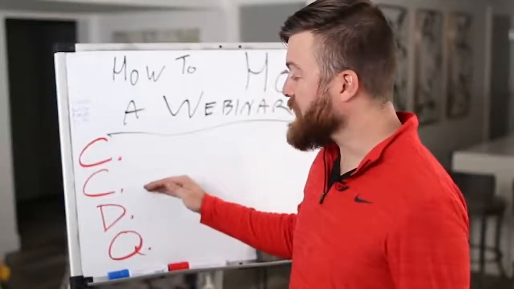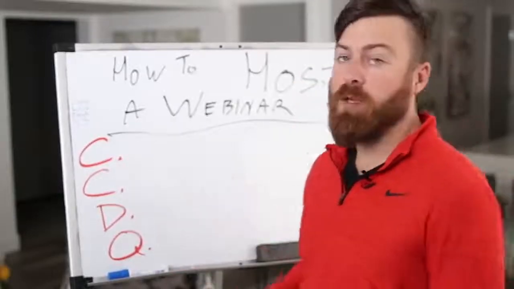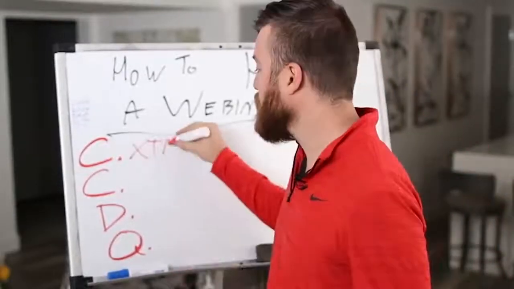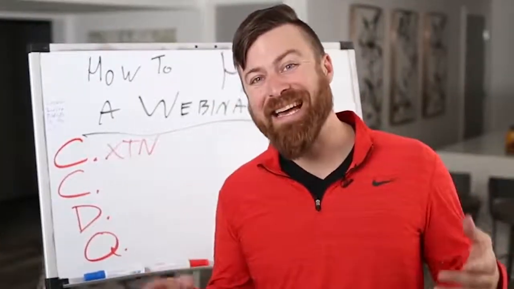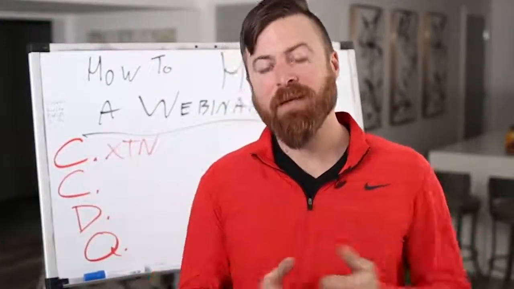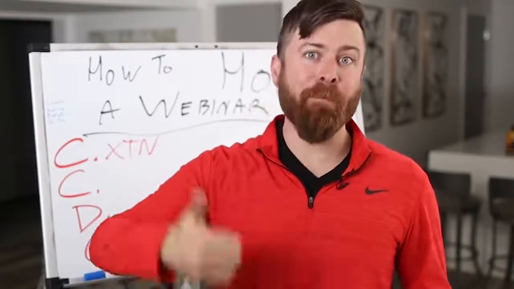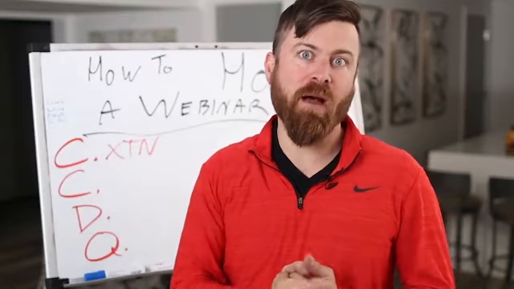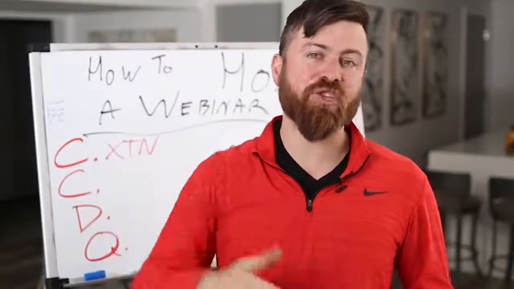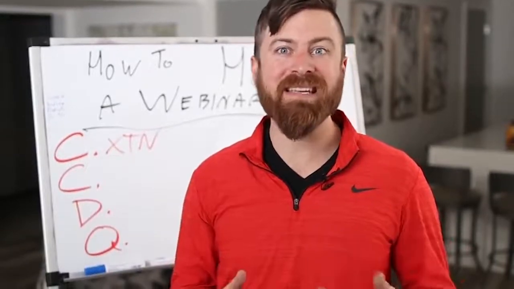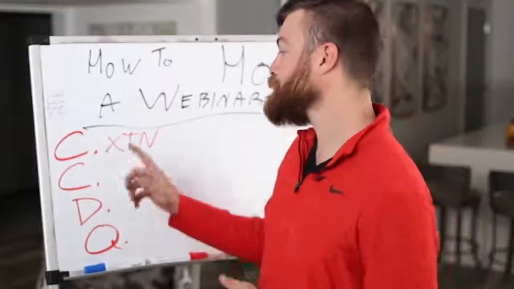Now, I've broken it down into 4 different steps, C, C, D, Q. And the first thing you want to do to host a good webinar is make sure you have a very strong internet connection. You can go to speedtest.net to check your internet connection, and you want to make sure you have a good up and down speed. So up and down means, a lot of people have fast download speeds, but you want to make sure you have an up speed of at least a couple megabytes per second, at least 5 megabytes per second.